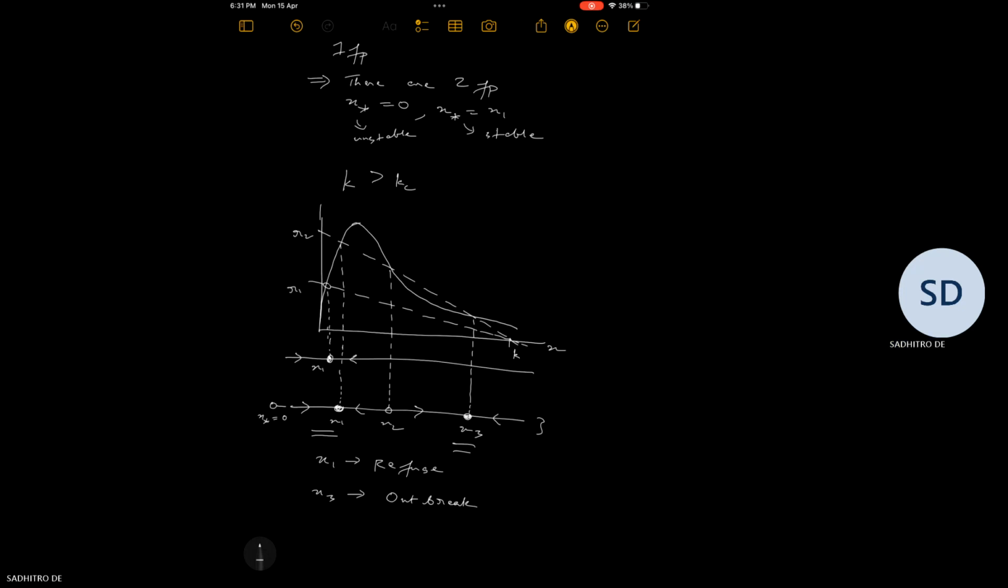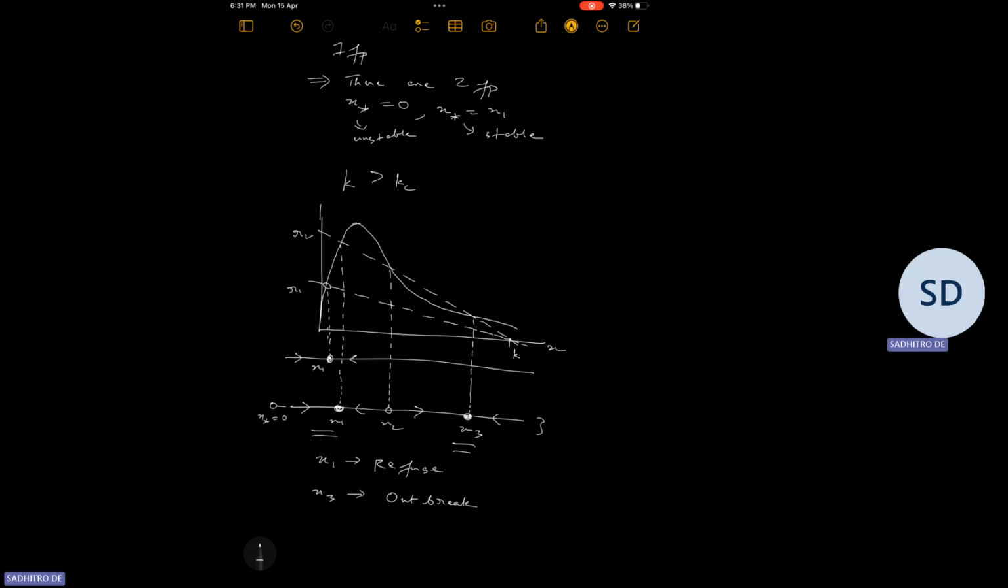So this is the refuge level. Okay, so when r is less than 0, you have the population at the refuge level, and here you have the outbreak. One condition for the outbreak was that k should be greater than the critical value. So one can say that the critical value of k lies somewhere over here.